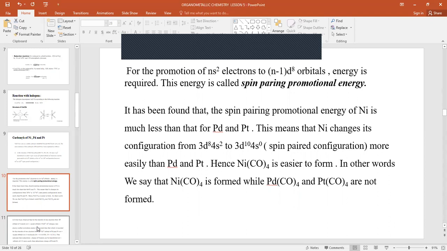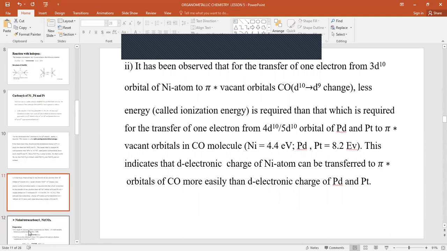In other words, we can say that nickel tetracarbonyl is formed while palladium tetracarbonyl and platinum tetracarbonyl are not formed, due to having high spin pairing promotion energy during their formation. Another factor can be explained as follows.